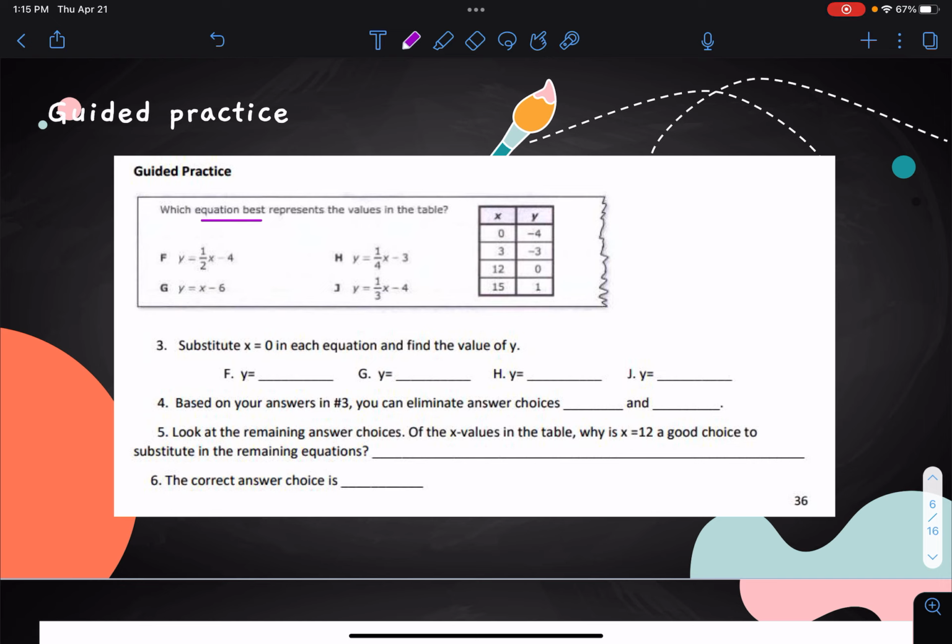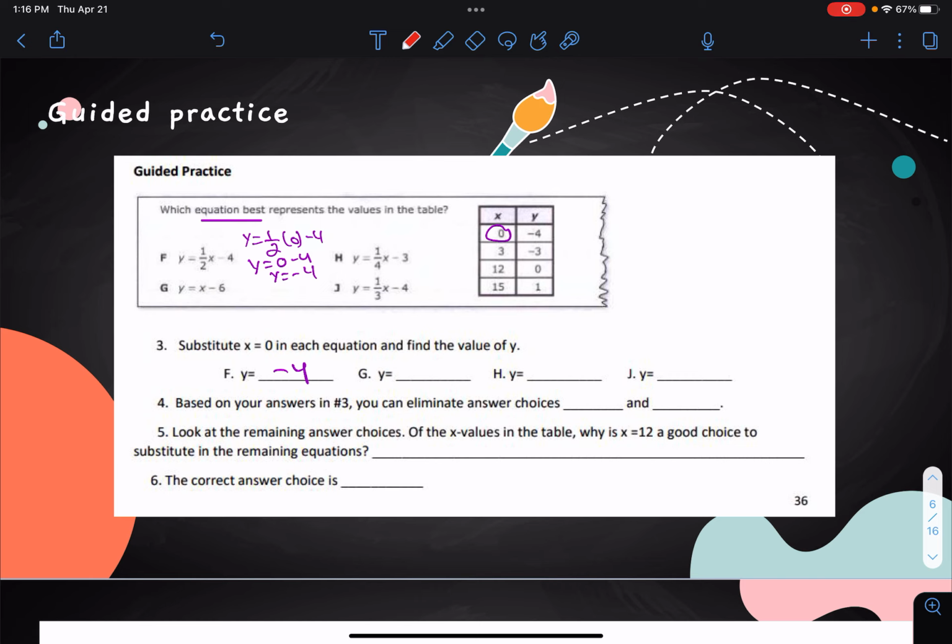Okay? So we're going to do that just like on the previous one, where I took the x value and plugged it into my equation to see what my answer was. I'm going to do the same thing. So here it tells me y is equal to 1/2 x minus 4. So I'm going to have y equals 1/2 times 0 minus 4. Okay, so what's 1/2 times 0? And if you said 0, that is correct. So 0 minus 4, so that means y equals -4. So for F, y equals -4.